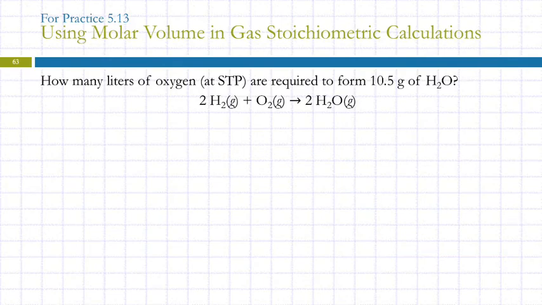Let's do an example using molar volume. And you'll see how much easier this is. So how many liters of oxygen at STP? When you see at STP, you should think, hey, I can maybe use 22.4. How many liters are required to form 10.5 grams of water? So there's only one number in here, the 10.5. So 10.5 grams of water. And the question is, how many liters of oxygen? So question mark liters at STP.